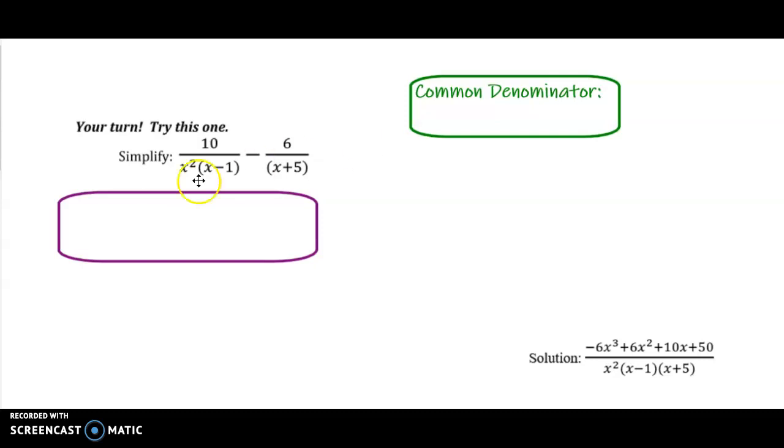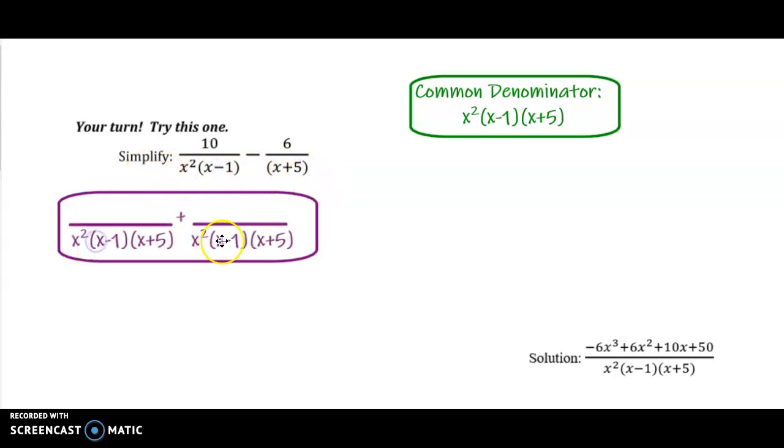So for the common denominator, you should have found x squared, x minus 1, and x plus 5 because you need every part of the denominator to be in your common denominator. So I rewrite my two denominators with a plus sign. For my first fraction, I already have x squared and x minus 1, so I need to multiply the numerator and denominator by the x plus 5. So I have 10 times x plus 5.